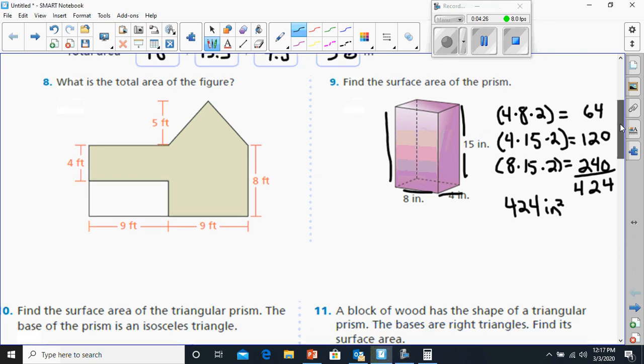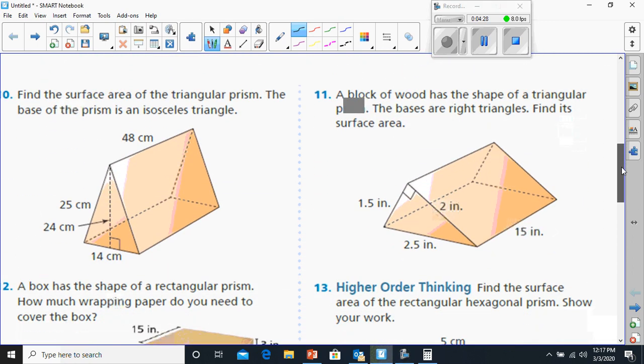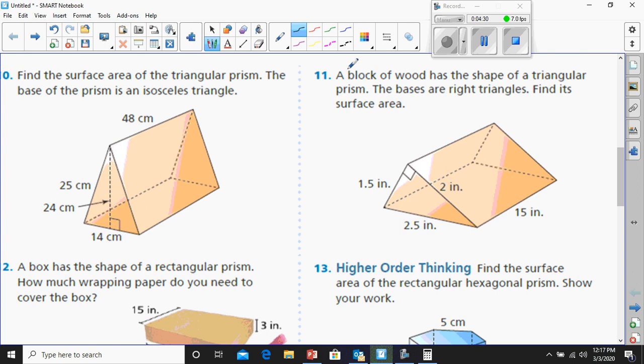And let's mosey on down here to number 11 now, since I'm doing all the odd ones. A block of wood has a shape of a rectangular prism. The bases are right triangles. Find its surface area. Well, let's see. This side here is going to be 2 by 15. So that's going to be 2 times 15. And that's going to be 30.